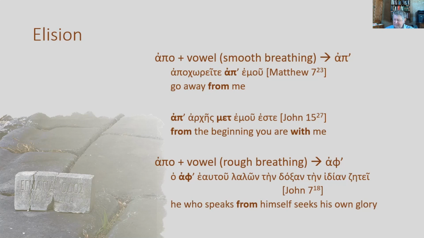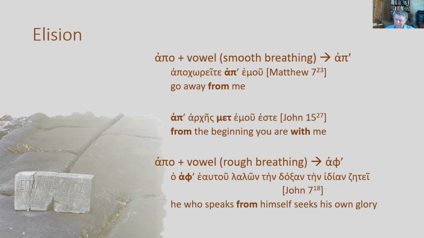Zete seeks. Ten doxen ten idian, his own glory. Ten idian is a kind of a strange word which means one's own. So his own glory. So he who speaks from himself seeks his own glory. The important thing there is that the apo has become af or ap, depending on whether you manage the unaspirated pi in the first place. Okay, so that was quite convoluted, but I hope you got the idea.